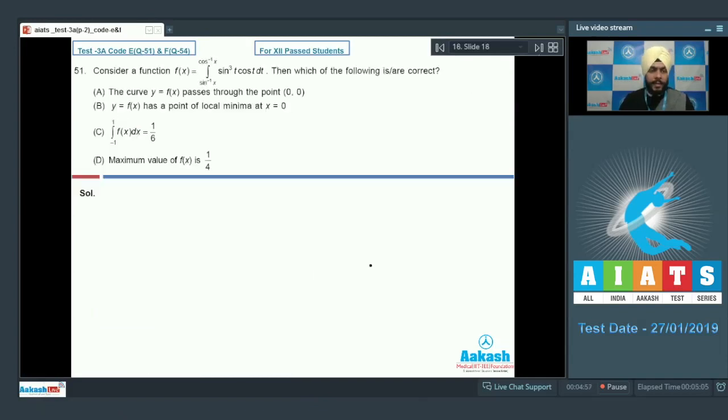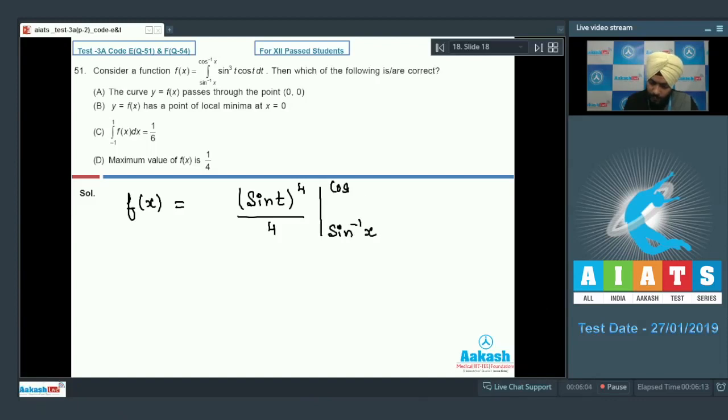Question number 51 says that consider a function f(x) given as the integral from sin inverse x to cos inverse x of sin cube t cos t dt. Which of the following is or are correct? So in order to solve this particular integral, I will directly put sin t as p. So cos t dt will be dp and the integral will be p cube dp. So that will be p power 4 upon 4. So it is simply sin t power 4 upon 4 from the limits sin inverse x to cos inverse x.